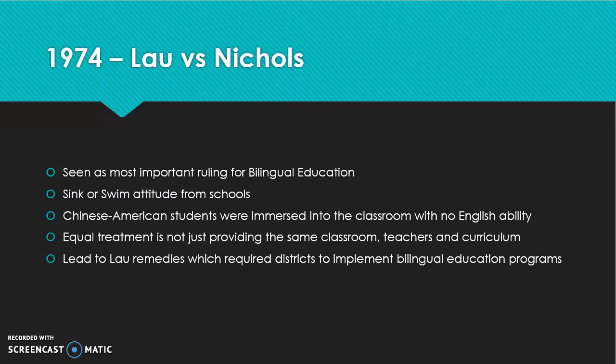The Chinese American students were mainstreamed into the classroom and they had no English ability, and they were just expected to figure it out. The Supreme Court Justice William Douglas argued with schools, saying equal treatment is not just providing the same classroom, teachers, and curriculum, because students who do not understand English will not get the same education because they will not understand the content that is being presented. This case led to the Lau remedies, which required districts to implement bilingual education programs for English language learners.